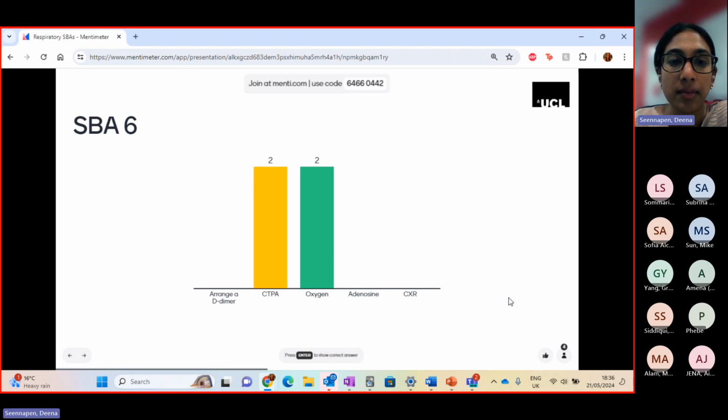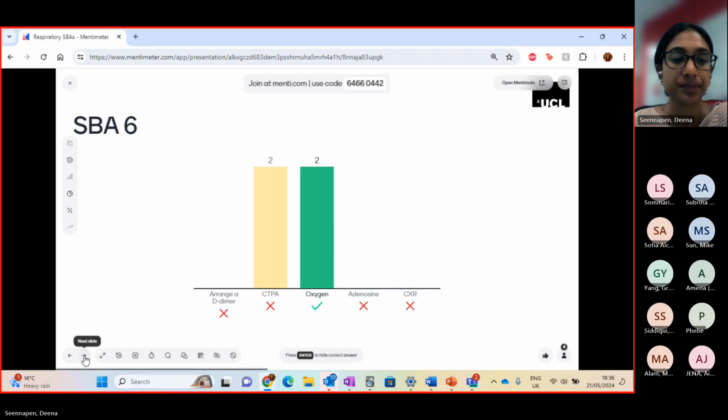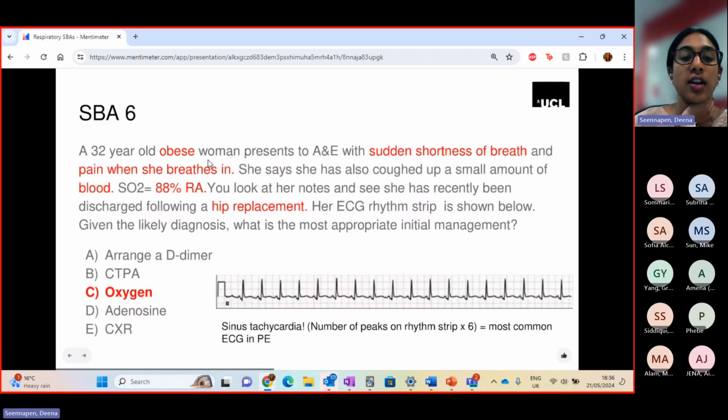So this is really because of the way the question is written. You can kind of identify that a PE is most likely what's going on here. And normally, gold standard is the CTPA to diagnose and then decide management depending on its size and where it is. But what's important here is that they've asked for the appropriate initial management.